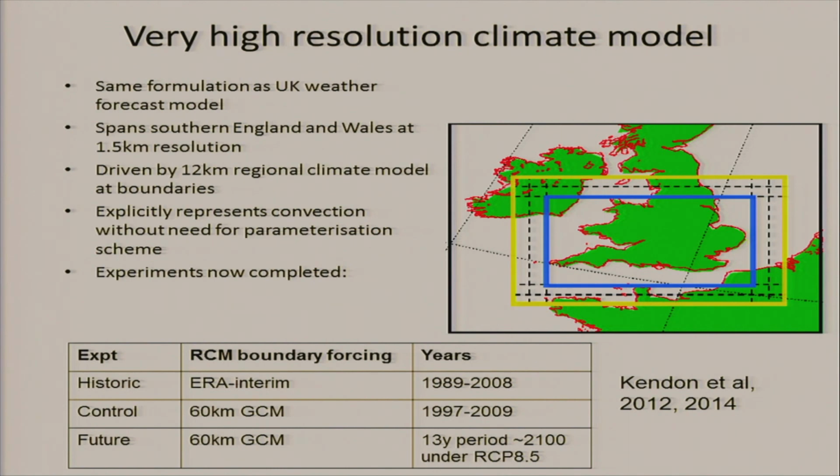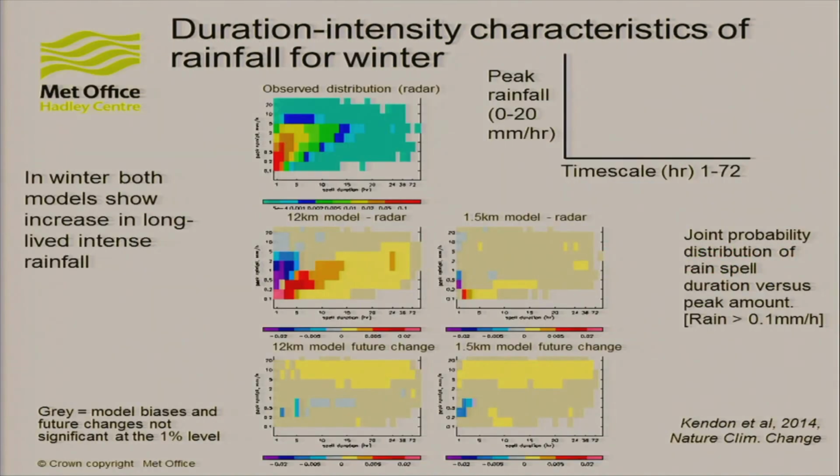But just to say, there is this work that Elizabeth Kendon has been doing at the Met Office, with a couple of papers published on this. Essentially running a 1.5 kilometre model just over the southern UK, driven by a 12 kilometre model over a much larger domain, and then that driven by, in some initial experiments, ERA-Interim as the global driver, but more recently a control GCM at 60 kilometers and a future GCM, again with a time slice at 2100. What we're interested in here is, what does 1.5 kilometer give you that a 12 kilometer model doesn't? Essentially, what does explicit convection give you that parameterized convection cannot?